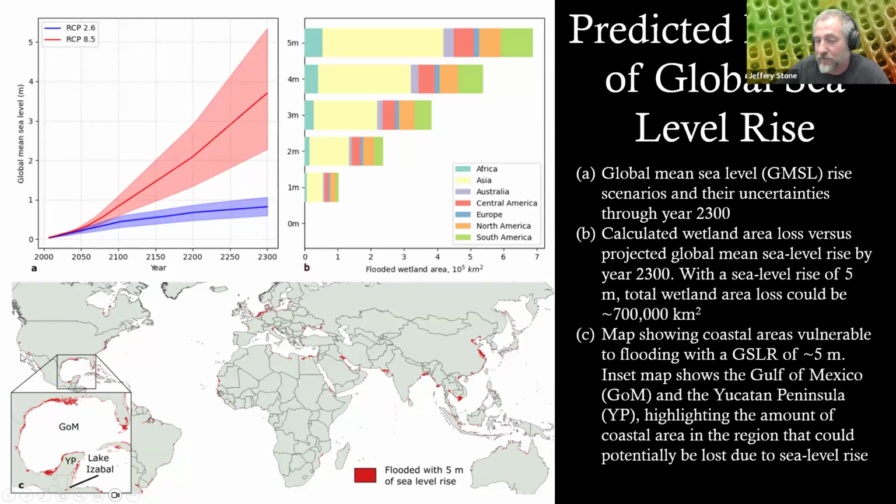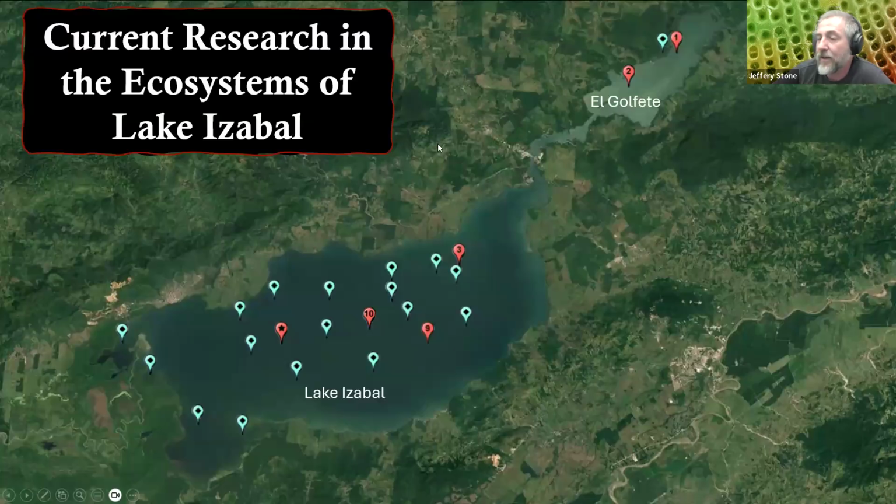And we start looking at the long-term consequences of ecosystem changes. These environments that are basically adjacent to the ocean are particularly endangered by these potential conditions, which could potentially cause chemical changes that last in those systems for thousands of years, at least if Izabal is an indication of what we see. Some current research that we're doing on Lake Izabal.